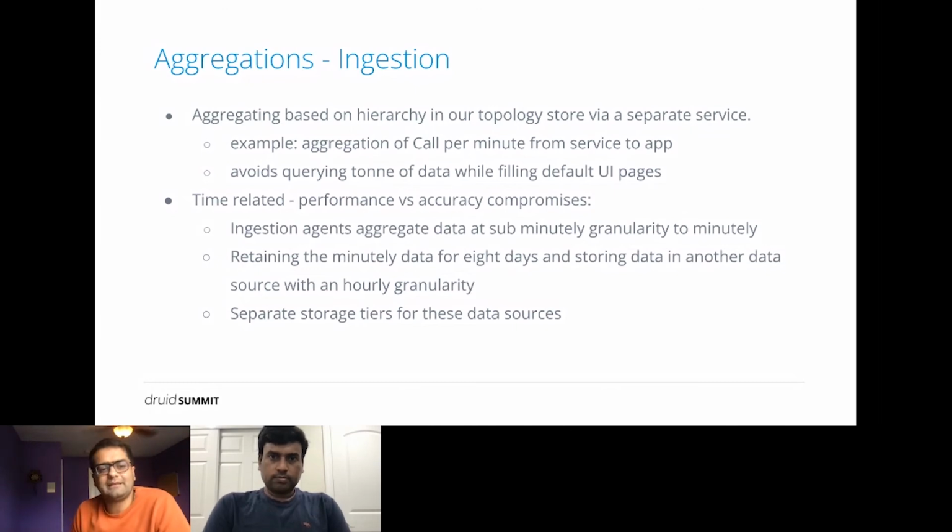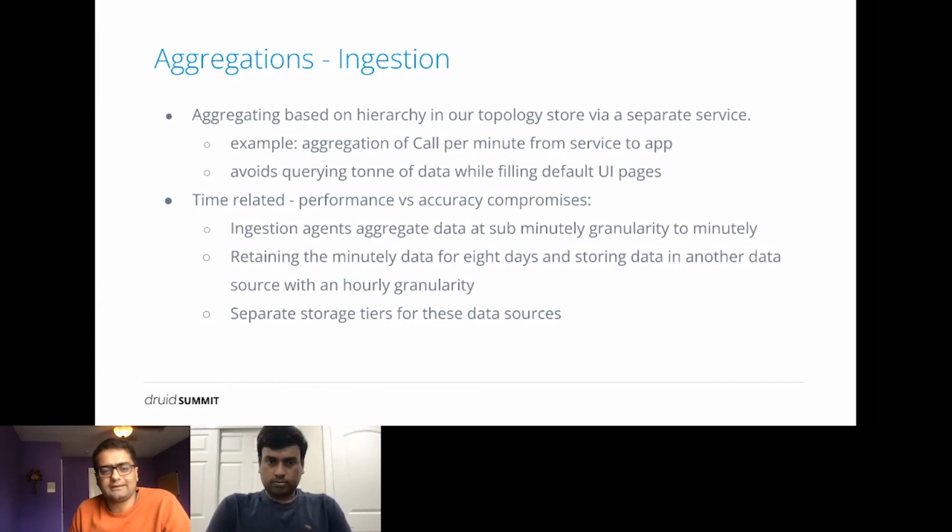The ingestion agents themselves, the OpenTelemetry agents, will do some aggregation to start with. They won't provide sub-minute granularity. They will do an aggregation from sub-minute to a minute granularity. In the future, we are keeping the option open to also support sub-minute granularity.